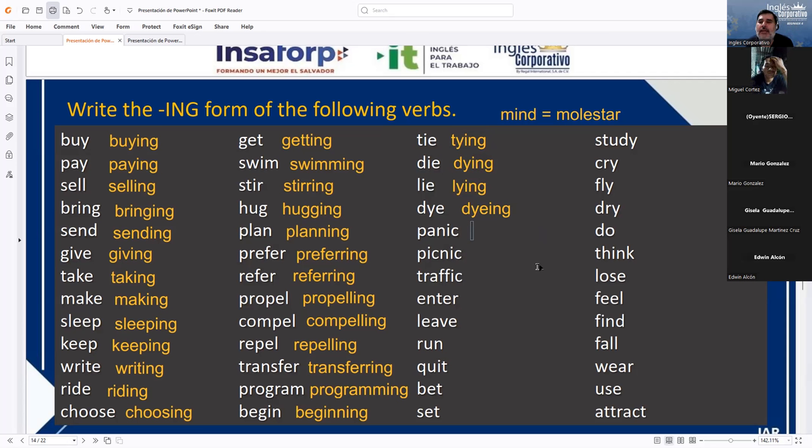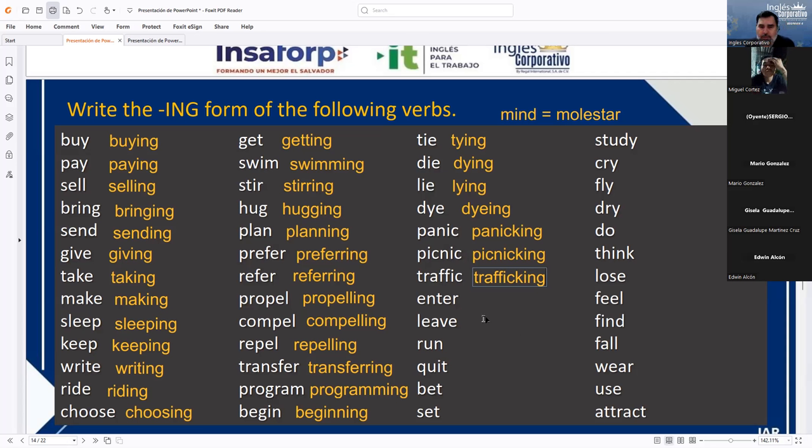Panic. What do we do? If we only add ING, it says panicing. So we need a K. So we say panic, K, and ING: panicking. The same with picnicking, picnic. Trafficking, the same, traffic. Panic, traffic. Okay. You use a K.